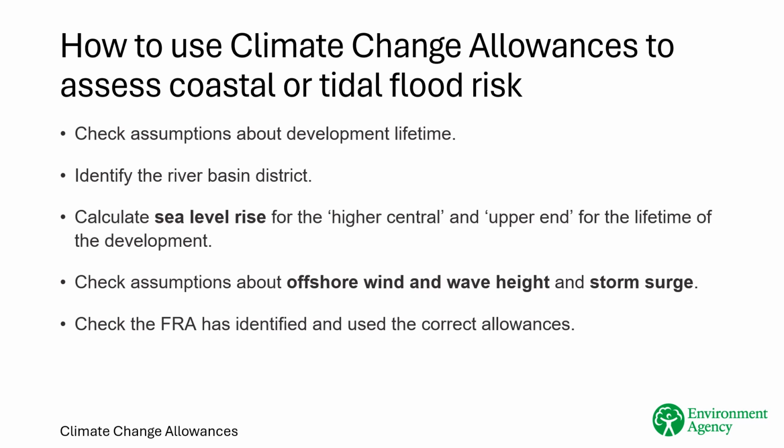You should check assumptions about development lifetime. You should ensure the correct river basin district has been identified and the correct allowances have been used by calculating the sea level rise for both the higher central and upper end for the lifetime of development. You should check in the flood risk assessment about assumptions used to ensure offshore wind, wave height and storm surge have been accounted for. And then onward from this, that the flood risk assessment has identified and used the correct allowances in considering layout, design, mitigation.